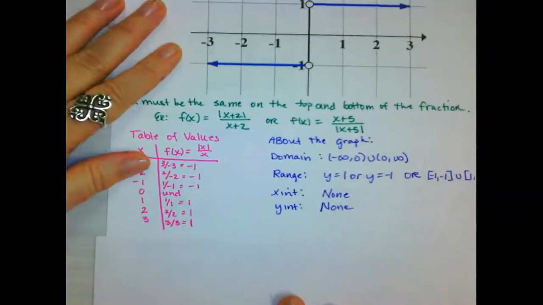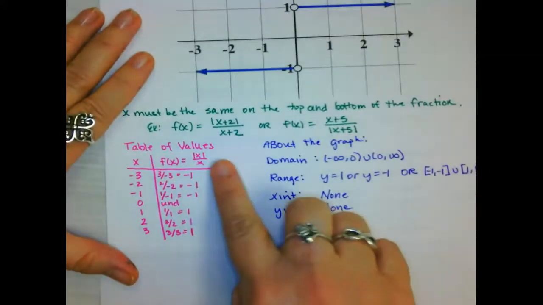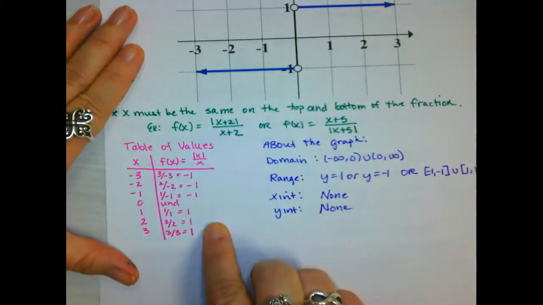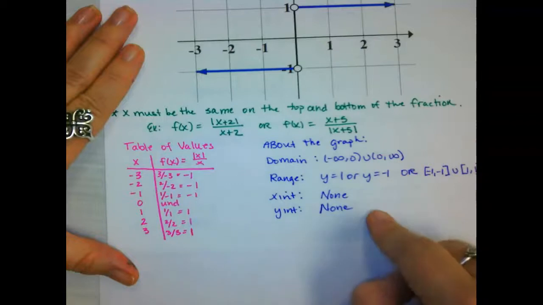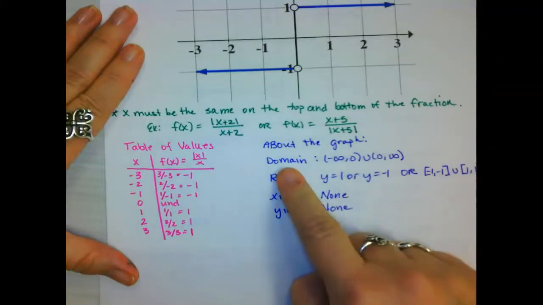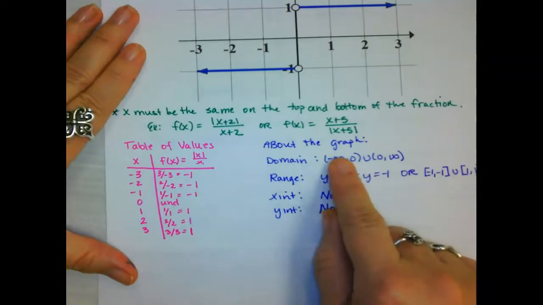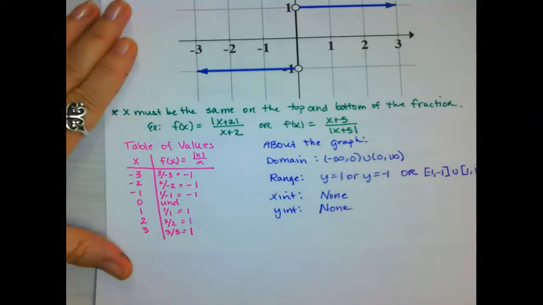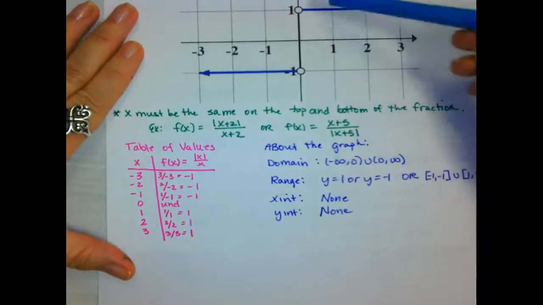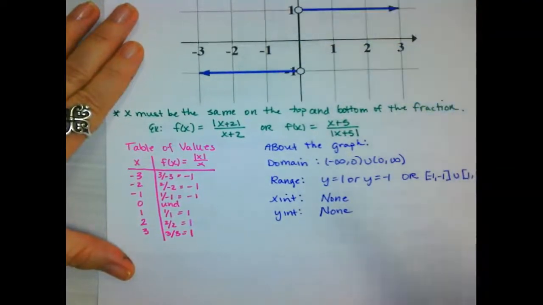All right, so about the graph, this is me just plugging in the numbers we talked about so you could see the value of the table. And this is just going over a little bit about the graph. So your domain would be everything except zero. So you go from negative infinity to zero, skip over, and then go out from zero to infinity because nothing interesting is happening on the y-axis.